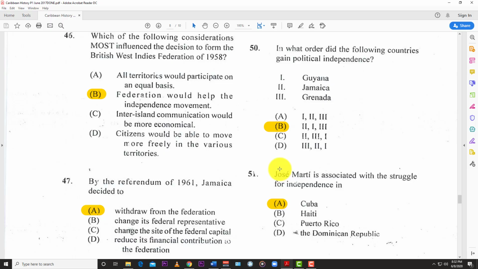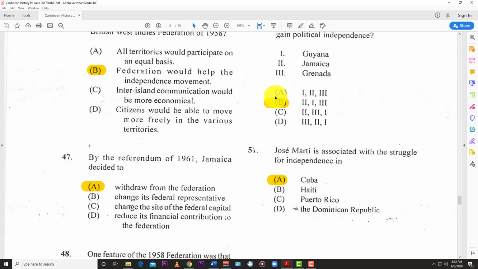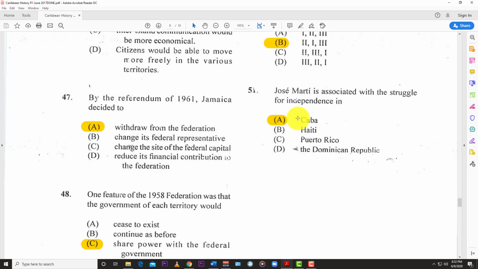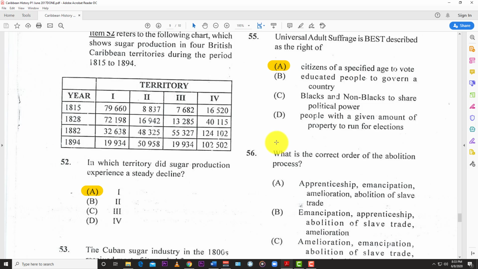50. In what order did the following countries gain political independence? You have Guyana, Jamaica, Grenada, and the answer is B. So that's Jamaica first, Guyana second, and Grenada third. Number 51. Jose Marti is associated with the struggle for independence in Cuba. Alright, 52. We have a bunch of numbers here.